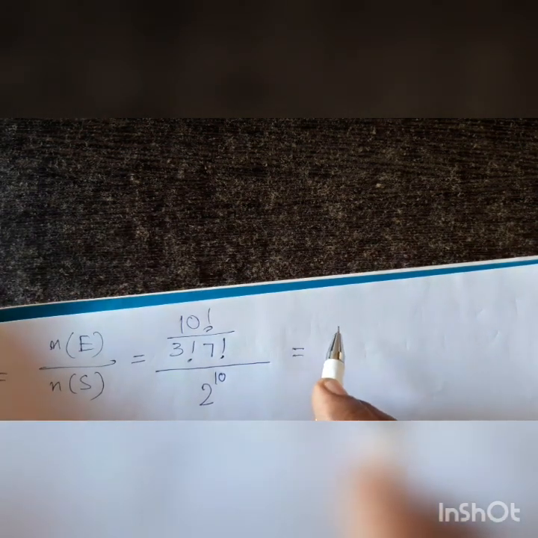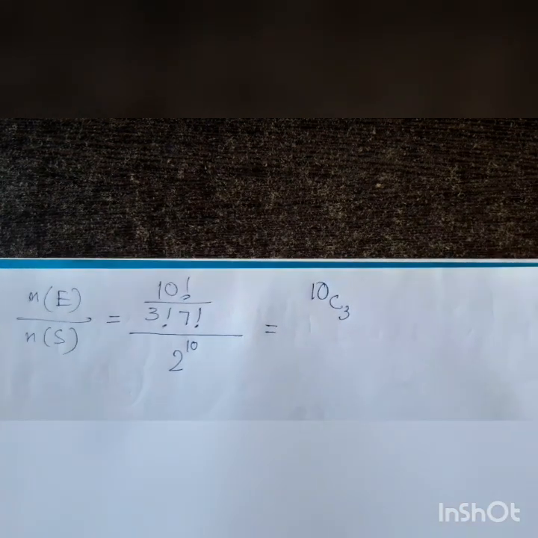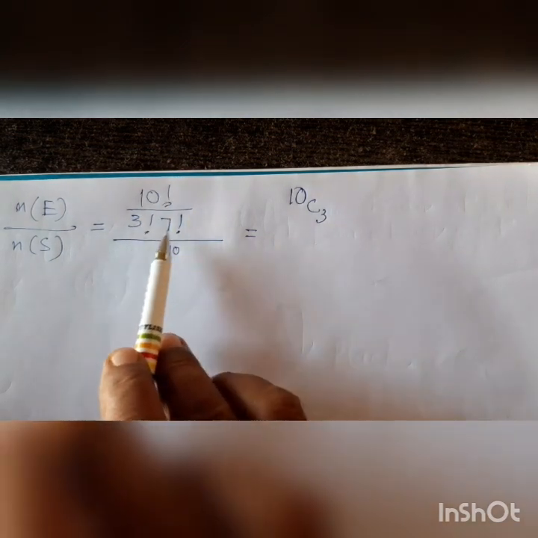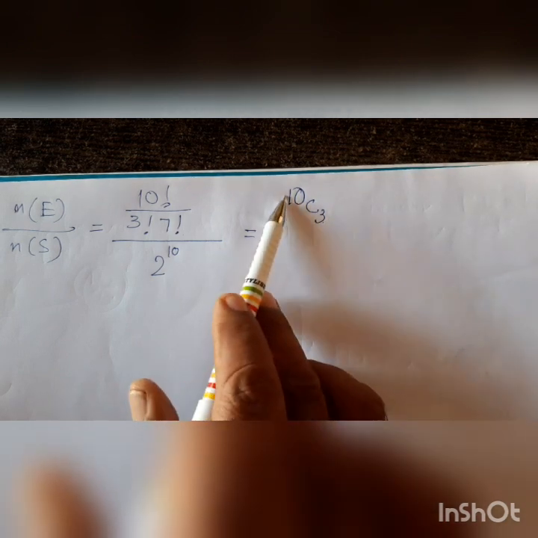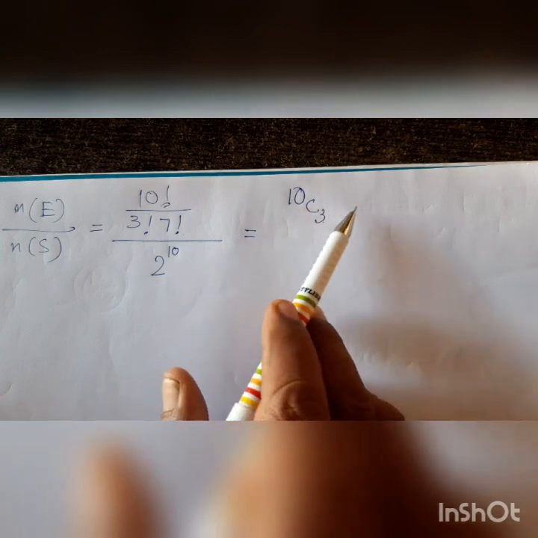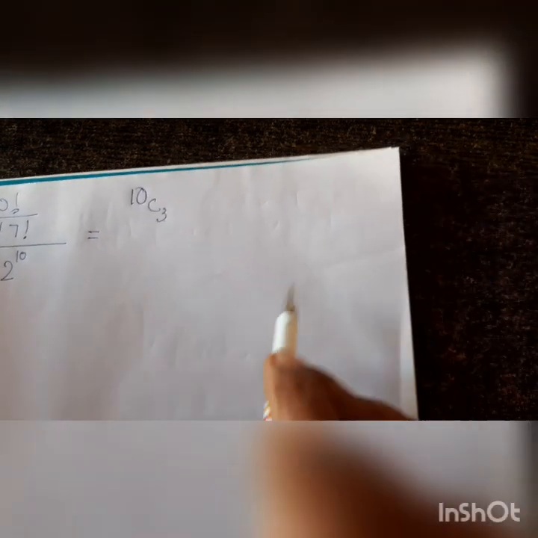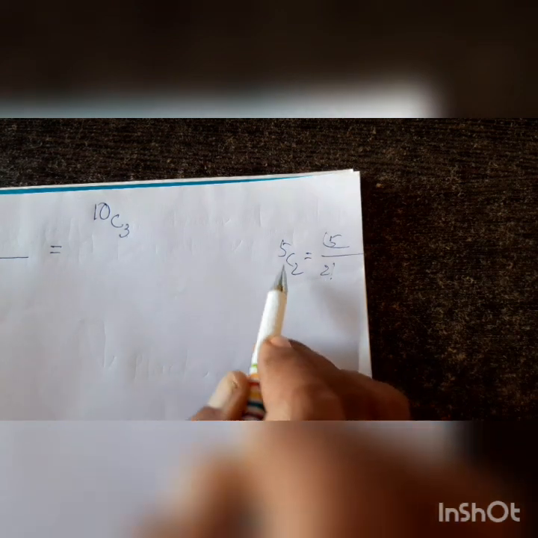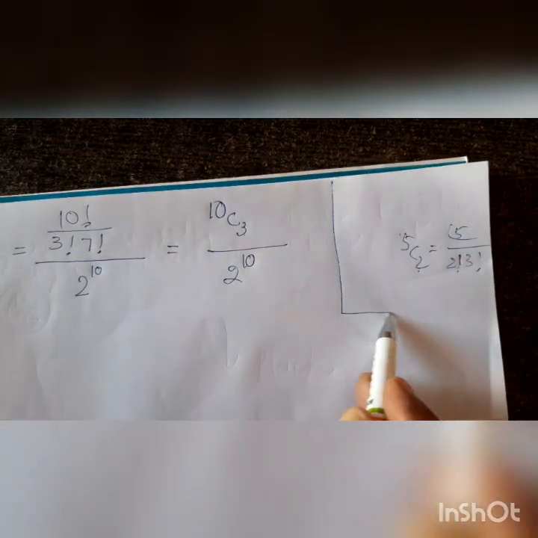We can write this as 10C3, which is 10 factorial by 3 factorial into 7 factorial. When you are given 10C3, it is 10 factorial by 3 factorial into, subtract, 10 minus 3 is 7, 7 factorial. For example, 5C2 equals 5 factorial by 2 factorial into 5 minus 2, 3 factorial. Like this, 10C3 by 2 power 10. This is the answer.